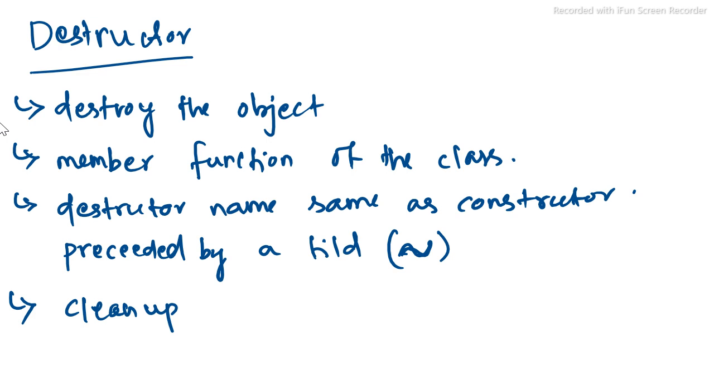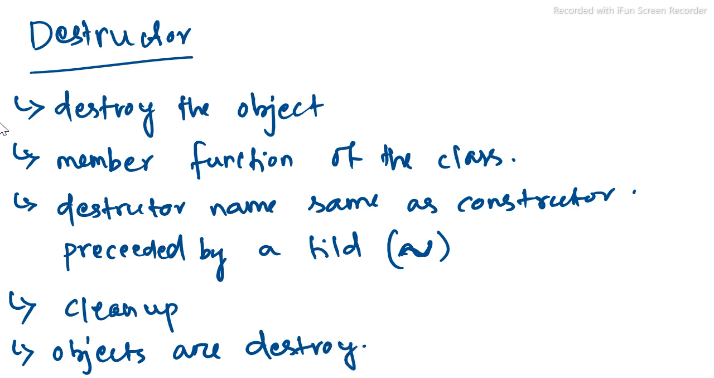One important point we should note is that the objects are destroyed in the reverse order of their creation. Suppose objects 1, 2, 3 are created in this order, then object 3 will be destroyed first, then 2, then 1. So they will be destroyed in the reverse order of their creation.